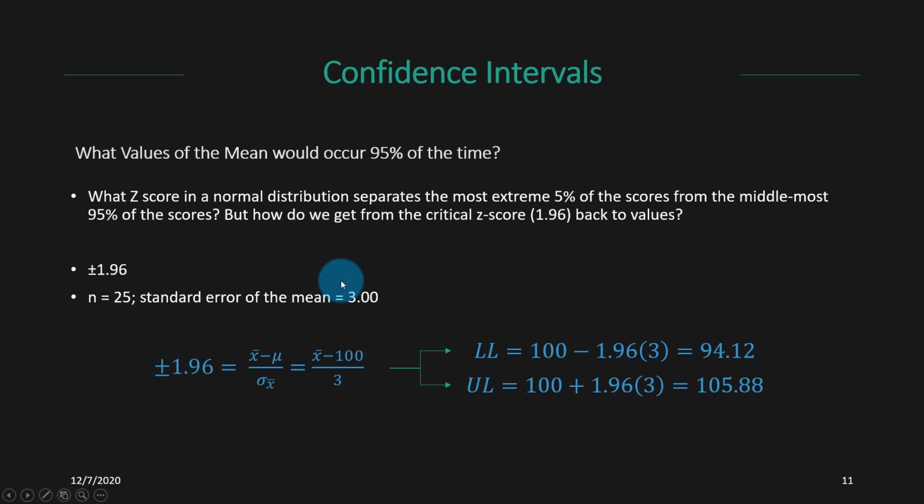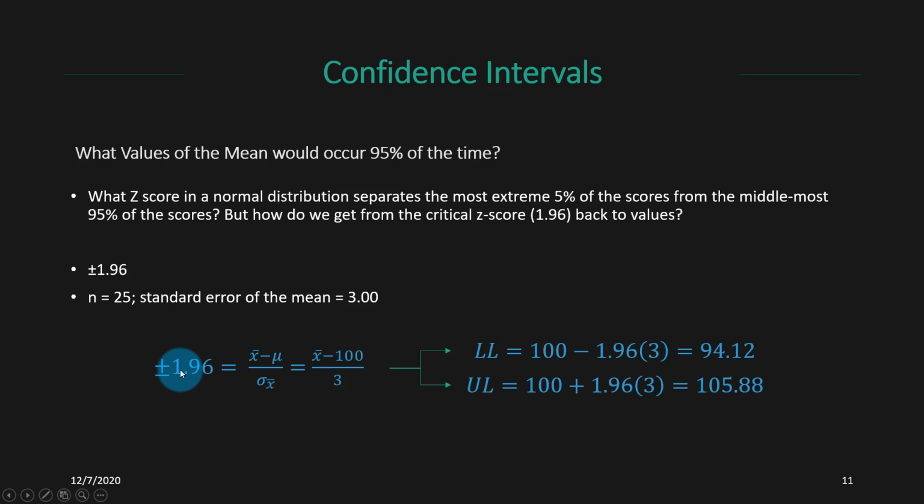In our first example, we had an n of 25, and that led to a standard error of the mean of 3. Because remember, our standard deviation for intelligence tests is 15, and 15 divided by the square root of 25 is 3, so the standard error of the mean in this example is 3. Now, we know on the standard normal curve that 1.96 is the z-score that separates the middlemost 95% of the distribution. We also know that the population mu is 100 and the standard error of the mean is 3. So what we need to do is solve for x, because that will give us the score that is 1.96 standard deviations above the mean and 1.96 standard deviations below the mean.